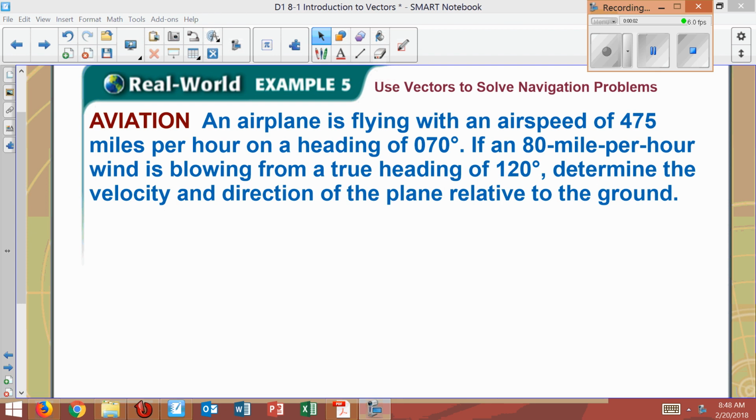Example 5. Use vectors to solve navigation problems. Aviation. An airplane is flying with an airspeed of 475 miles per hour on a heading of 70 degrees. If an 80-mile-an-hour wind is blowing from a true heading of 120 degrees, determine the velocity and direction of the plane relative to the ground.